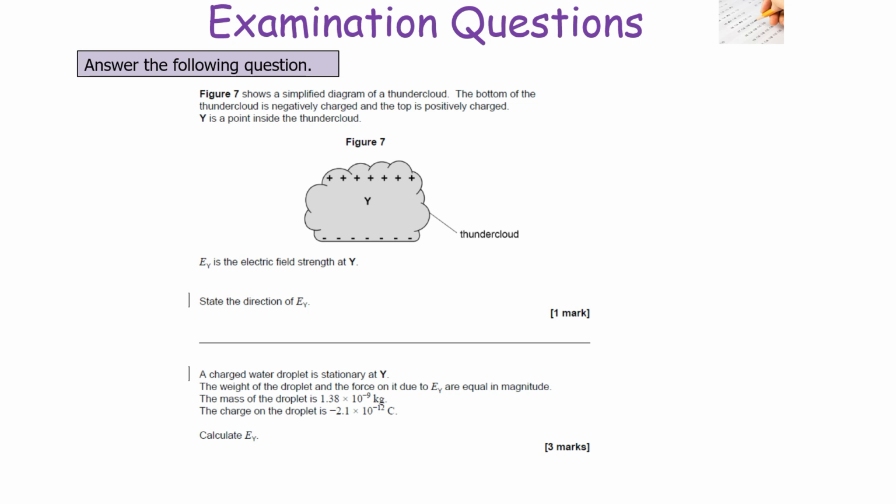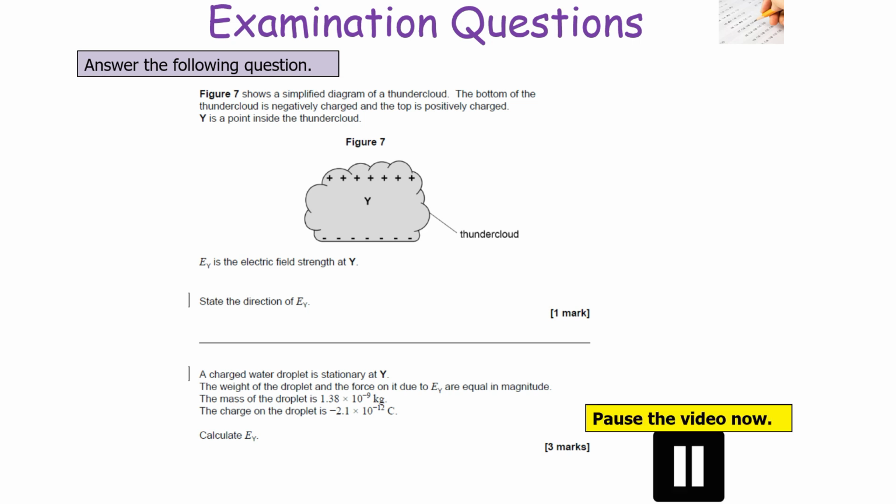Y is a point inside the thundercloud. EY is the electrical field strength at Y, so state the direction of EY, and then a charged water droplet is stationary at Y. The weight of the droplet and the force on it due to EY are equal in magnitude. The mass of the droplet is 1.38 times 10 to the minus 9 kilograms. The charge on the droplet is minus 2.1 times 10 to the minus 12 coulombs. Calculate EY. So pause the video now, then unpause the video when you want to go through your answer.